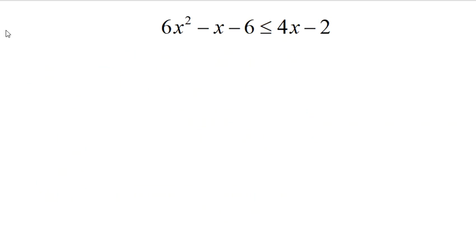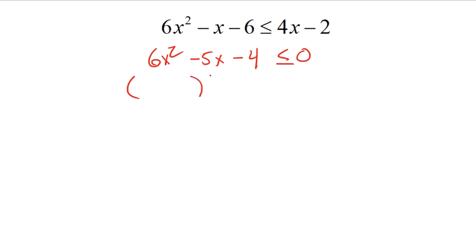All right, here's another one. Let's just try this one out. All right, got to get a 0 on one side. So I have 6x squared. Subtract the 4x over. That's going to be -5x. Add the 2. That's going to be -4, less than or equal to 0. So that means I'm allowed to equal 0, and I'm looking for negative numbers.